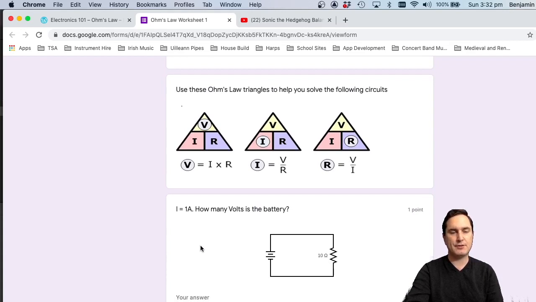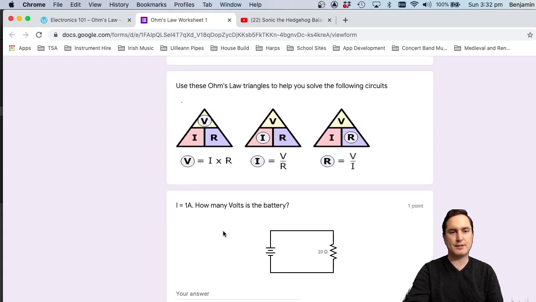So how about I just go through one more? Go through the first one just as another example. So in this circuit here, it says up here I, which is current, equals 1 amp. How many volts is the battery? Okay, here's our circuit, there's our battery. It's not labeled, we need to figure that out. And over here the resistor is indicated, it is 10 ohms.